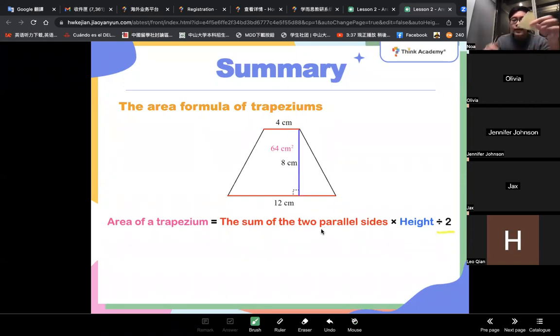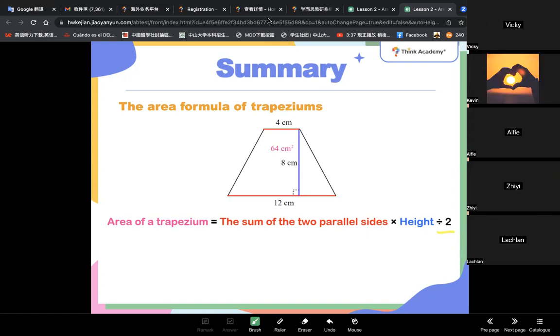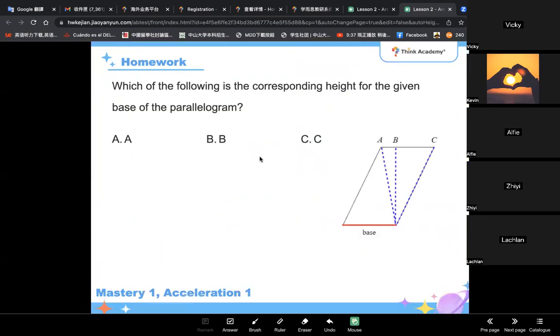So again, the area of a trapezium is the sum of the two parallel sides times the height divided by 2. Okay, do you get it? Type yes if you get it in the chat box. Yes, guys. Yes, I see Felix. Thank you, Felix. Thank you, Jennifer. Thank you, Vicky. Thank you, ZE. Okay, I'm going to move on to the next.